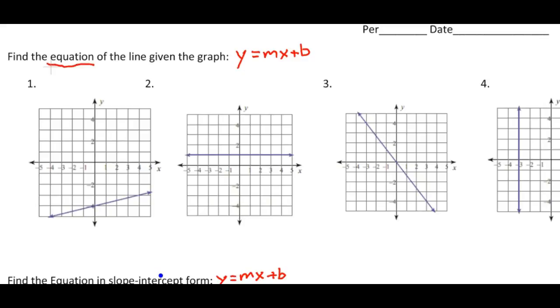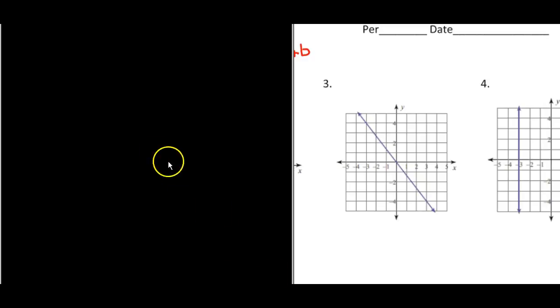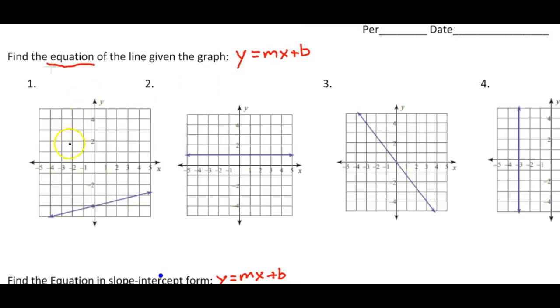So let's get started. Just a little review on slope. If the line's going up, it's going to be a positive slope. If it's going down, it's negative. If it's just flat horizontal, that's zero slope, right? And if it's vertical, that's undefined. For undefined, that's the only exception to the rule as far as the equation. Undefined is always going to be x equals. And we can see that on the graph.